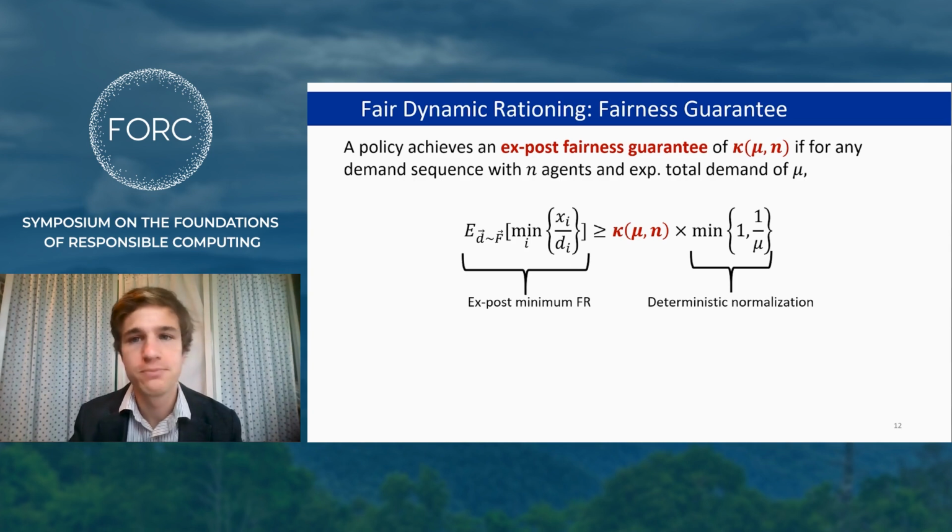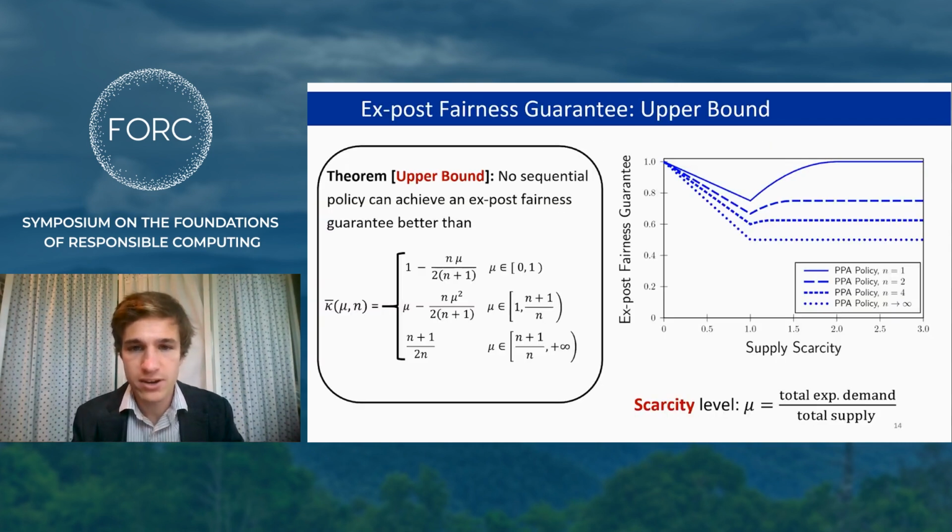Now we'll start with the bad news. It turns out that no sequential policy can achieve an ex post fairness guarantee better than this somewhat complicated equation. We've shown it here again, parameterized by the supply scarcity and the number of agents, but it's probably more helpful to look at it in a comparative statics sense. So here on the right, you'll see the ex post fairness guarantee achievable when n is 1, when n is 2, when n is 4, and as n, the number of agents, approaches infinity, as a function of the supply scarcity level. I'll make a couple of notes.